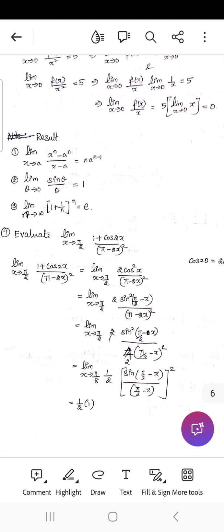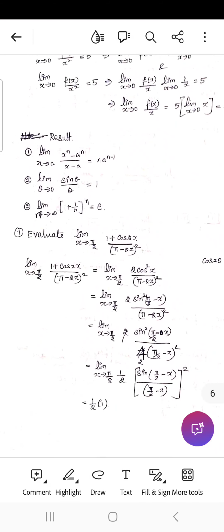Next one, results. Limit x tends to a, x power n minus a power n by x minus a equal to n into a power n minus 1. Limit theta tends to 0, sin theta by theta equal to 1. Limit n tends to infinity, 1 plus 1 by n whole power n equal to e.